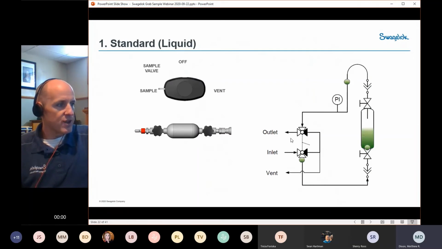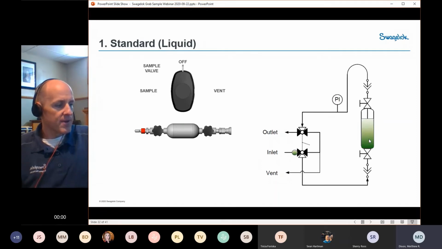And notice this one is a 2-valve geared assembly. So it's just the 2 valves. And once we fill up our sample, it just flows on through and goes to the outlet. We can go to the off position, and that flow stops. The flow does not go through from the inlet to the outlet.